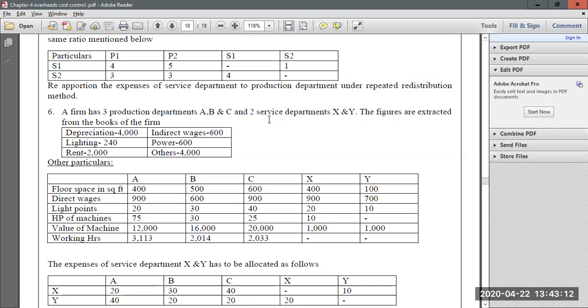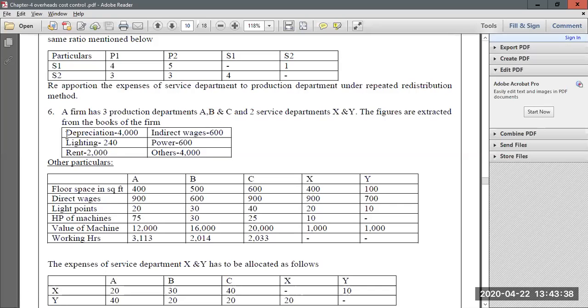Now look at question number 6 and what they have given. The firm has three production departments A, B and C and two service departments X and Y. So out of the five departments, A, B, C are production departments and X and Y are service departments. Again they have given the following details from the books of the firm: certain expenses like depreciation, lighting, rent, indirect wages, power and others. And below, again they have given a table. This is the table of basis of apportionment.